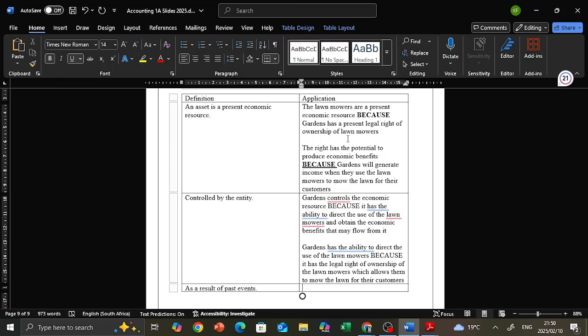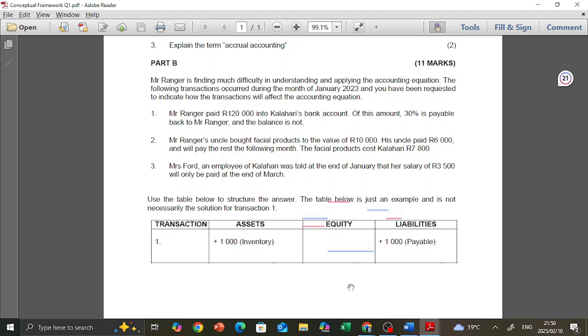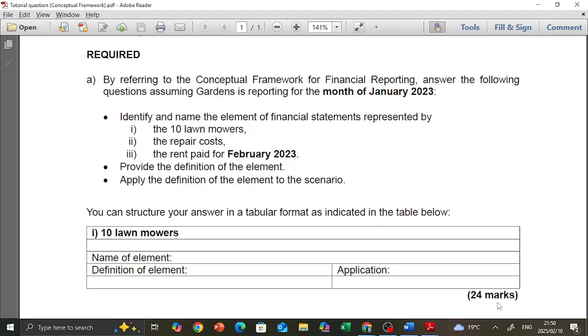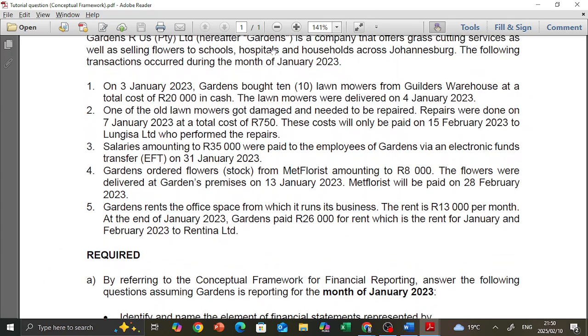Sharp. Okay, continuing. As a result of past events, right, guys, I want to see something. Can someone try answer this? This is the easiest part. This is where the chunk of marks are. This is where it gets tense. But as a result of past events, I go back to the question. What do you think the past event would be for the lawnmowers? After reading this slide, I'll give you a minute to read. Actually, less than a minute. What would the past event be?